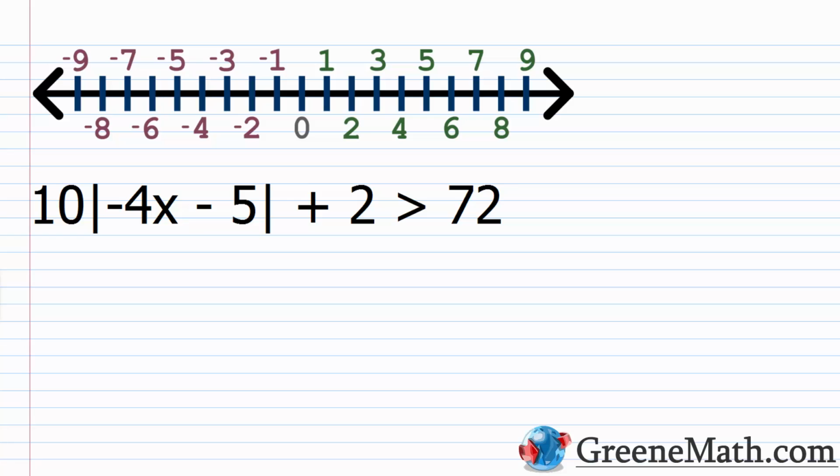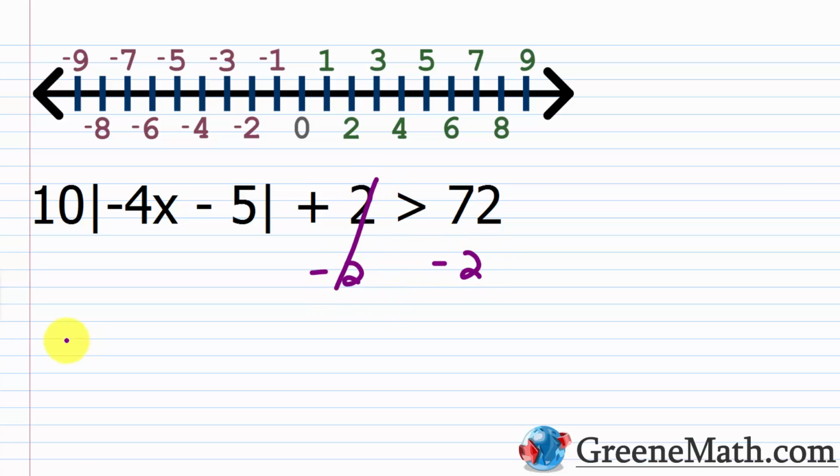All right, let's take a look at another one. So suppose we have 10 times the absolute value of negative 4x minus 5 plus 2 is greater than 72. So again, the idea here is to isolate the absolute value operation on one side, have a number on the other. So what I'm going to do is I'm just going to subtract 2 away from each side of the inequality to start.